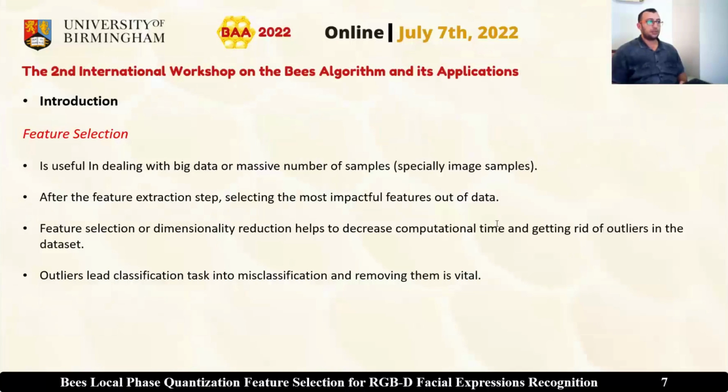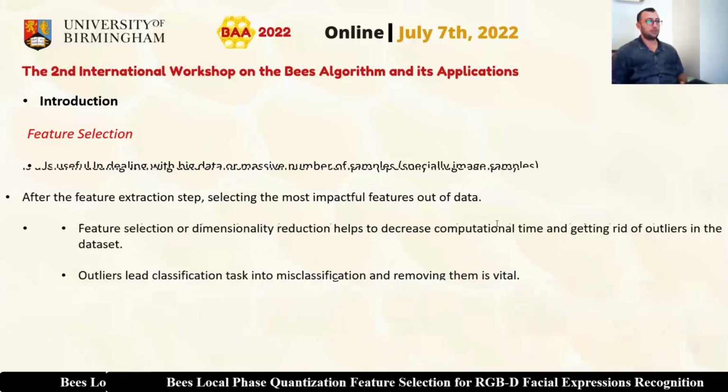Feature selection is useful in dealing with big data, a massive number of samples, especially image data. After the feature selection happens, it's good for selecting the most impactful features out of the data. Feature selection or dimension reduction helps to reduce computational time and get rid of outliers in the data set. Outliers lead to misclassification, so removing them is vital.